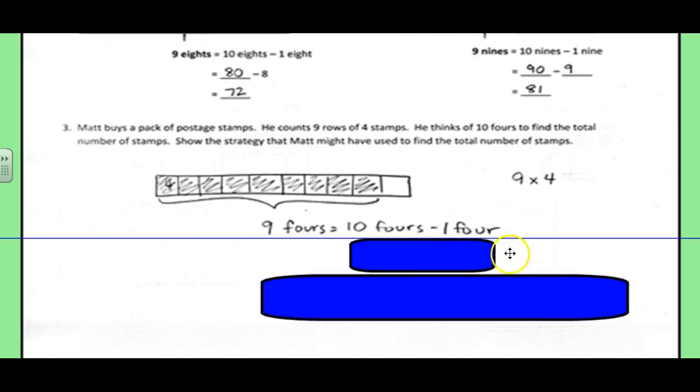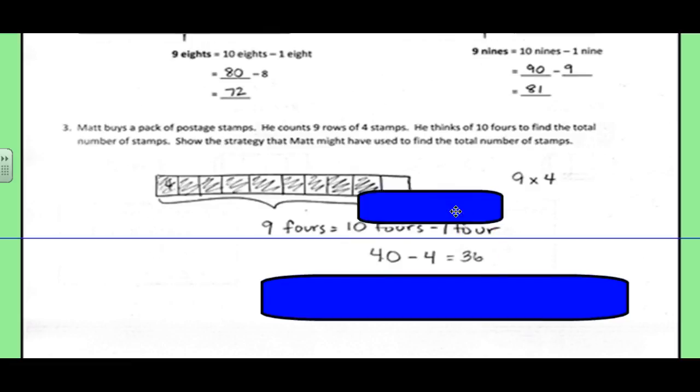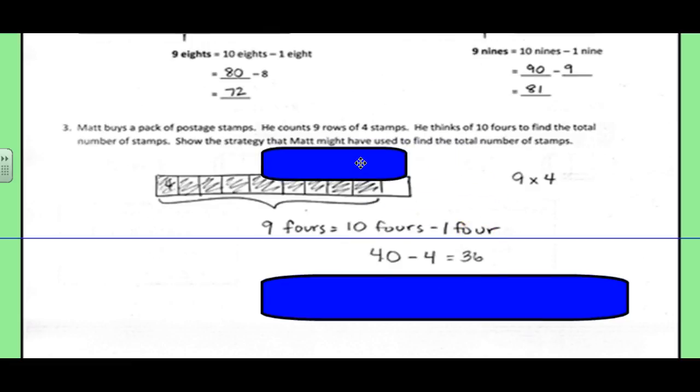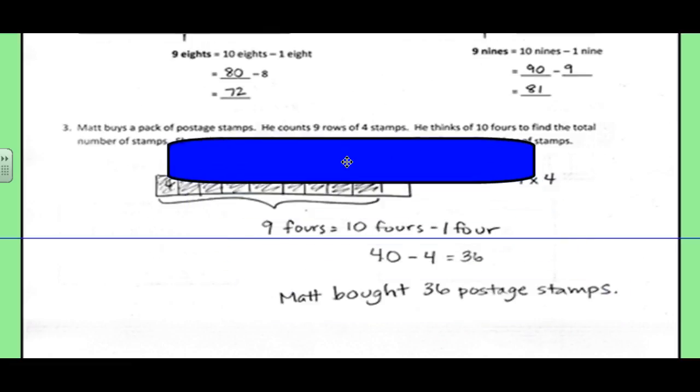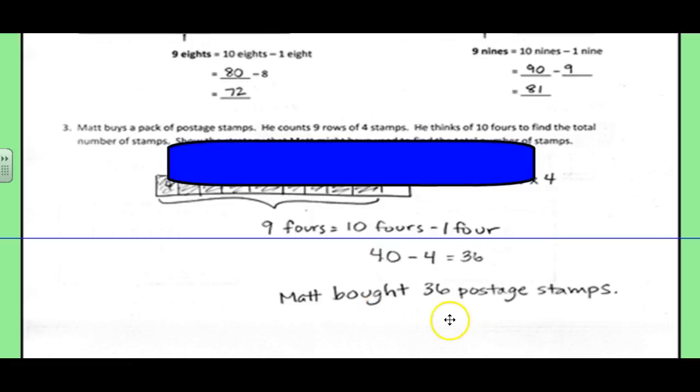And we know that that is the same thing as 10 fours minus 1 four. So now we had to figure out what this was. What is 10 fours minus 1 four? That gives us 40 minus 4, and we know that that's 36. So we know that the answer to 9 times 4 was 36. So to answer it in a complete sentence, we say Matt bought 36 postage stamps.